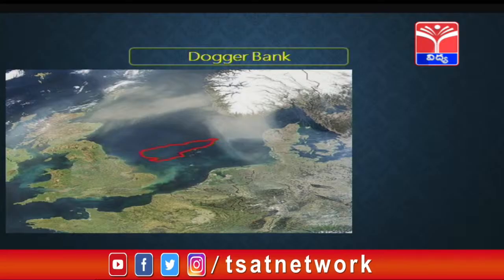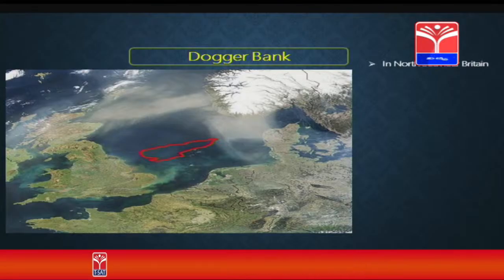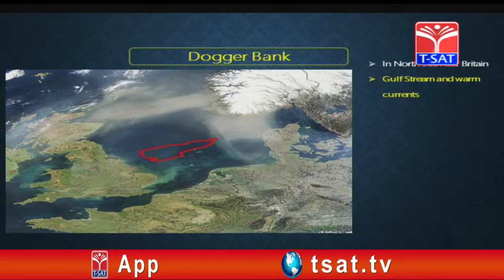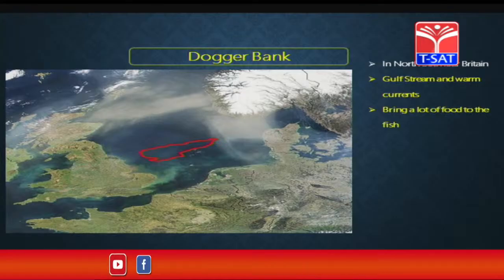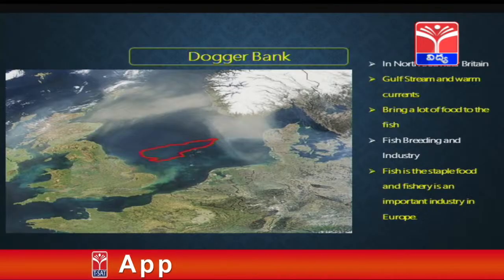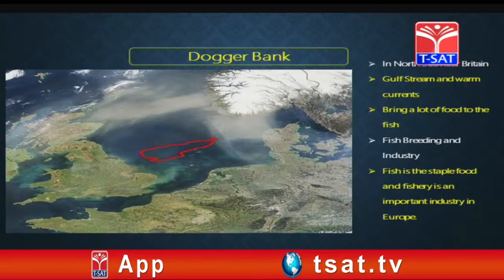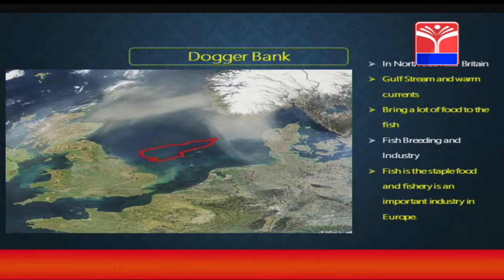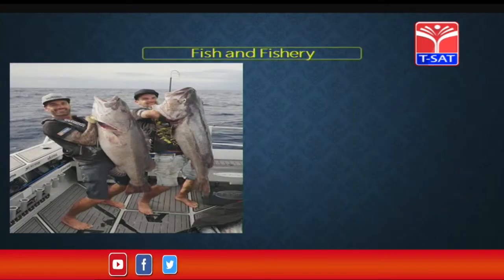Dogger Bank is a very beautiful place in the north, located in the North Sea near Britain. Gulf streams and warm ocean currents bring a lot of food for the fish to this area, so that fish breeding and the fish industry have flourished in Europe. Fish is the staple food of Europeans and fishery is an important industry in Europe. Fish and fishery.